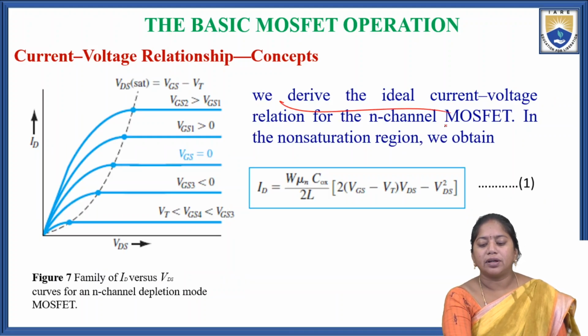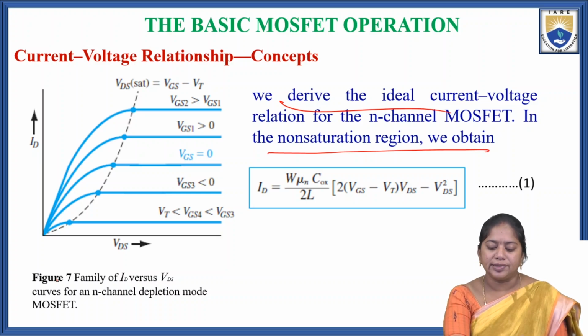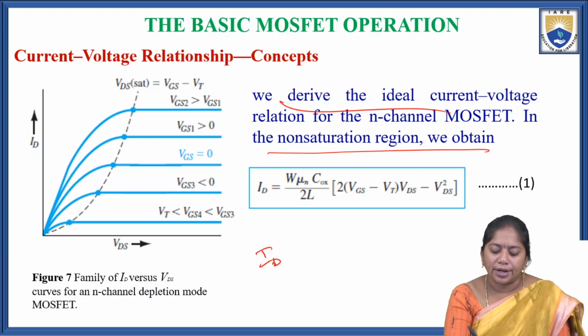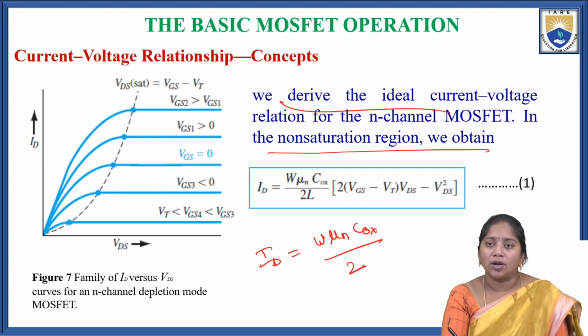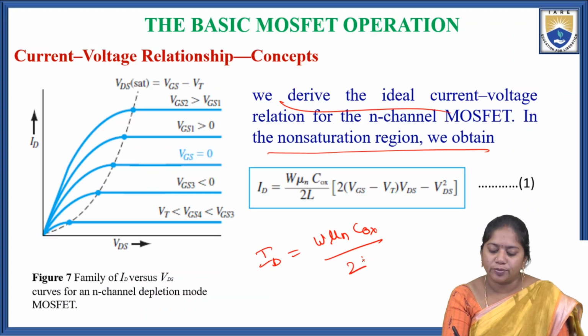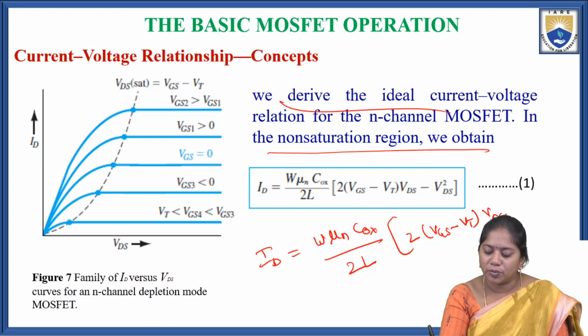So we derive the ideal current voltage relation for the n-channel MOSFET in the non-saturation region. So this is the non-saturation region. Here the drain current ID equals W into mu n into Cox, the metal oxide layer capacitance, divided by 2L, into 2 into (VGS minus VT) into VDS minus VDS square.